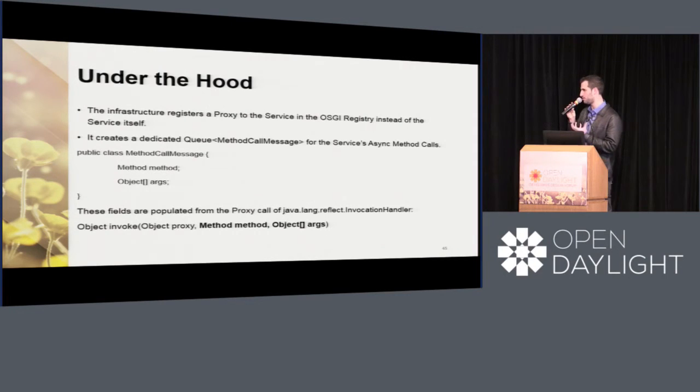For the queue to be multi-purpose for any API call, we just use Java's reflection. So the queue is actually holding an object of this type, a method call message, that holds the method and the arguments. If some of you ever implemented an invocation handler, this is the proxy in Java, you get the method and the arguments on each invocation. So we just use this for the items in the queue. This is how we know which method was invoked and what the actual values of the arguments are.